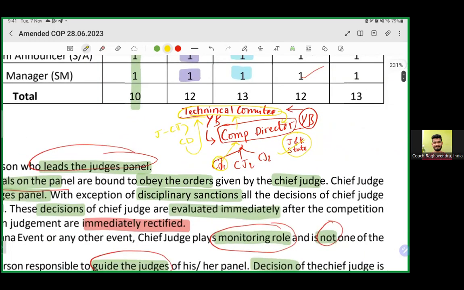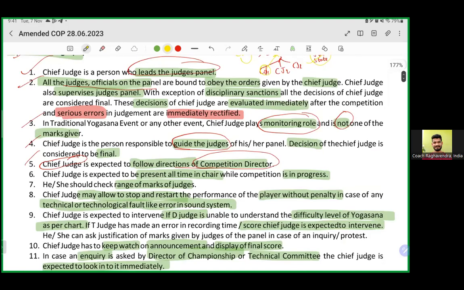Now, the chief judge is expected to sit in the chair throughout the competition when the competition is in progress, and also observe the range of marks. Let's say, for example, difficulty judges giving marks in traditional event. There are 5 difficulty judges, D1 to D5. These judges giving marks. Let's say particular marks is varying with a huge number. Then this particular chief judge needs to observe the range of marks and immediately take the corrective action.